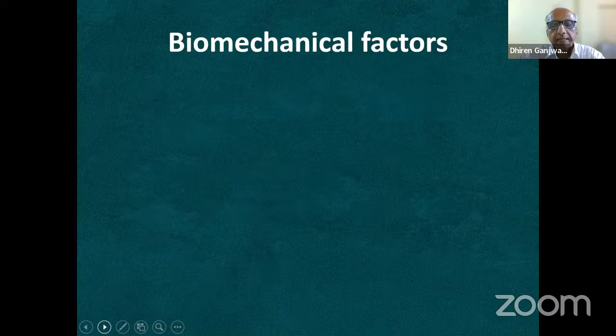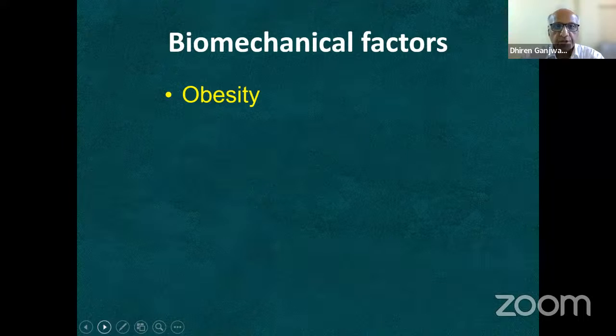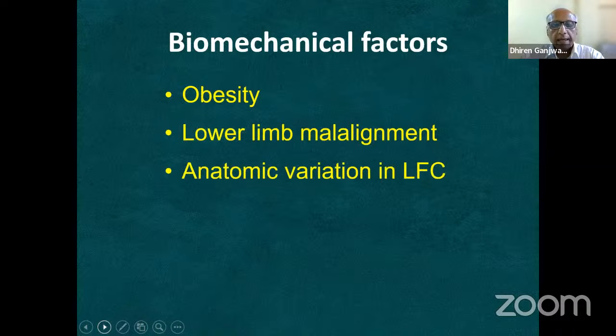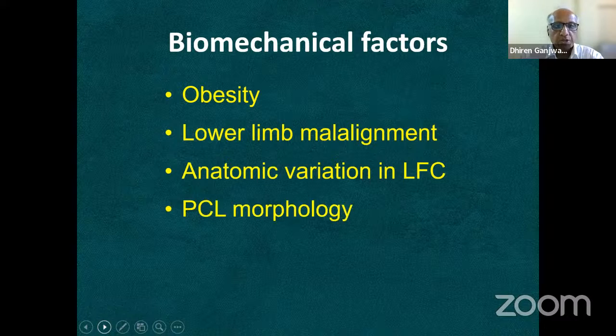There are a few biomechanical factors also considered in the mechanism. The first is that it is more common in obese children. Those who have lower limb malalignment are vulnerable to this condition. And sometimes there is an anatomical variation in the lateral femoral condyle, which makes it vulnerable. Again, posterior cruciate ligament morphology, when abnormal, causes a reduction in the blood supply, and that may lead to this condition.